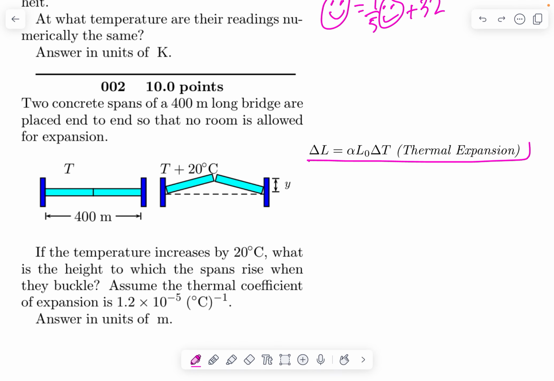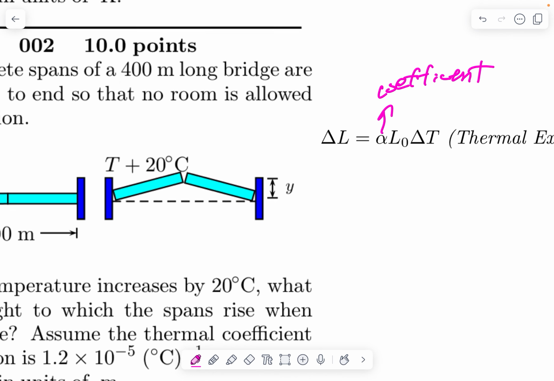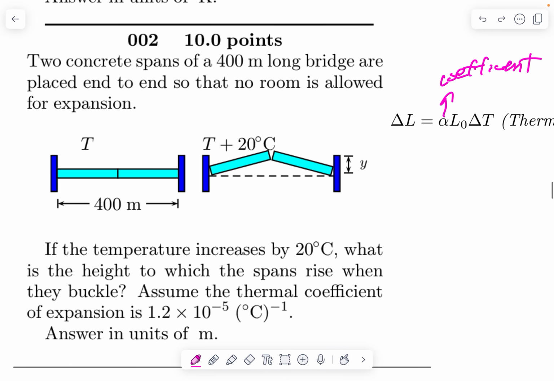And you have the equation here for thermal expansion, where L is length, and this delta is change. So change in length is equal to this alpha. This is a coefficient, a constant, and different for each substance, times your original length, the little 0 is original, and then times your change in temperature. And that will give you the change in length. So for number 2, we were looking for the change in height of our thing whenever it expands.